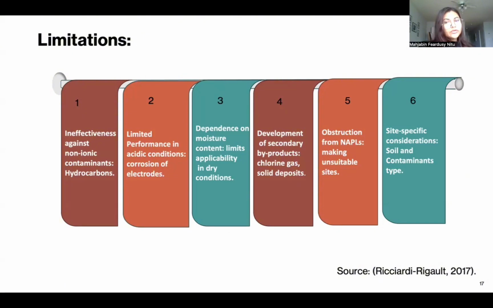Fourth, during the electrokinetic reaction, it may cause changes in the contaminated media. That's why it may help develop secondary byproducts like chlorine. Fifth, sometimes light or dense non-aqueous phase liquids may obstruct the electrokinetic reaction, which makes a site unsuitable. Finally, before applying electrokinetic remedial technology, we have to consider soil and contaminant types.